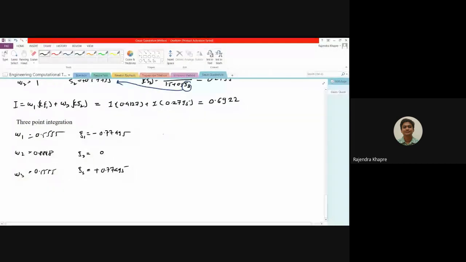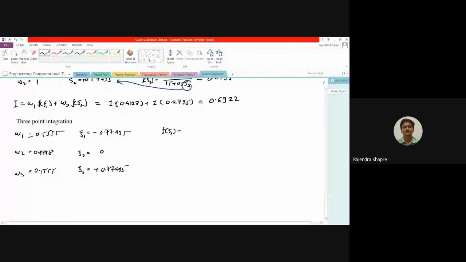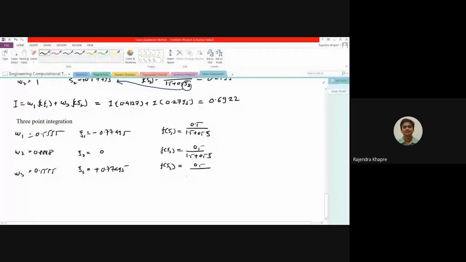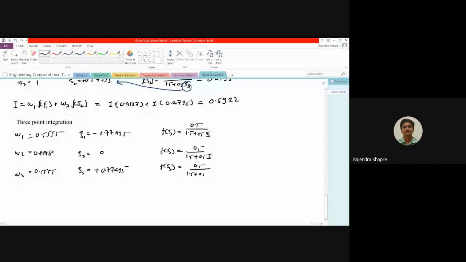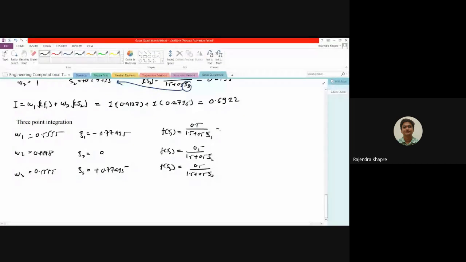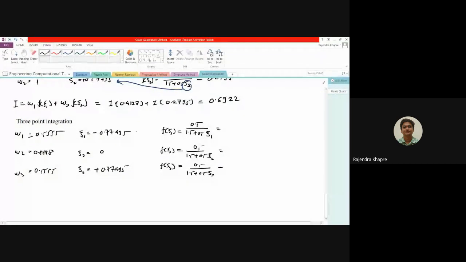Now you have to calculate f of xi1, f of xi2 and f of xi3. All we have to do is substitute the value of xi into the equivalent equation, which is 0.5 divided by 1.5 plus 0.5 times xi. This will be xi3, this will be xi2, and this will be xi1, with the values taken from here. Give me the values of f of xi1, xi2 and xi3.